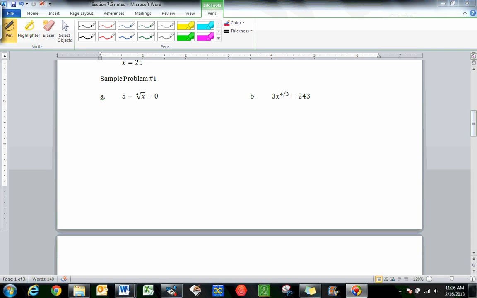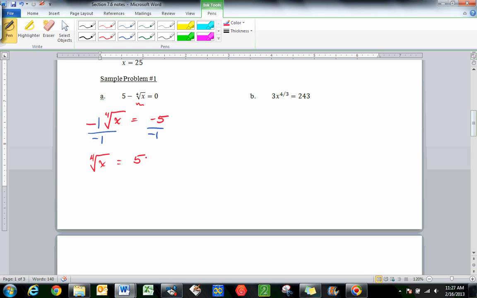So if we look at sample problem number 1, the first thing that we need to do is get the fourth root of x by itself. So we're going to subtract 5 from both sides, which is going to leave us a negative fourth root of x equals negative 5. Now, it's very important that you understand that this negative in front is like a negative 1 being multiplied to the fourth root of x. So we're going to divide both sides by negative 1 here. This is going to give us the fourth root of x equals a positive 5.